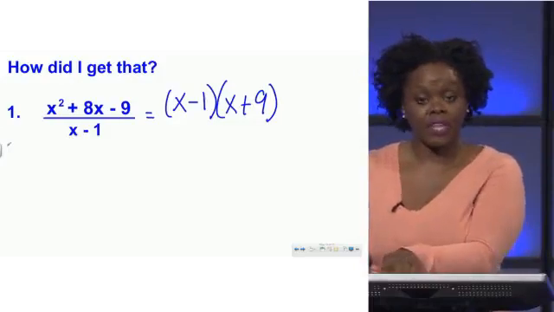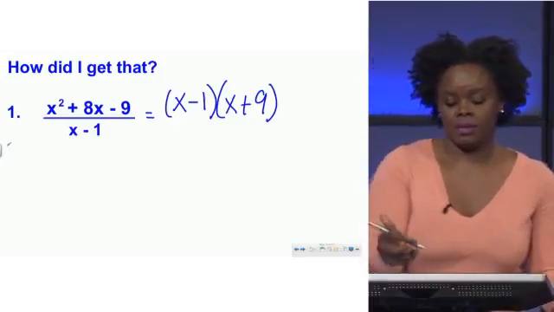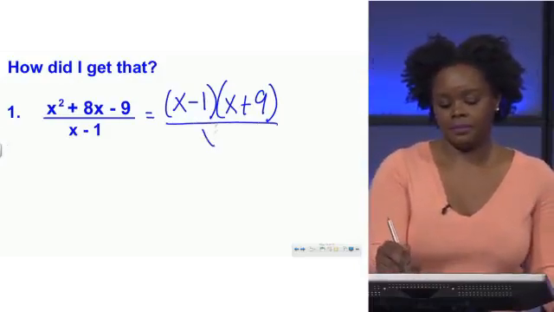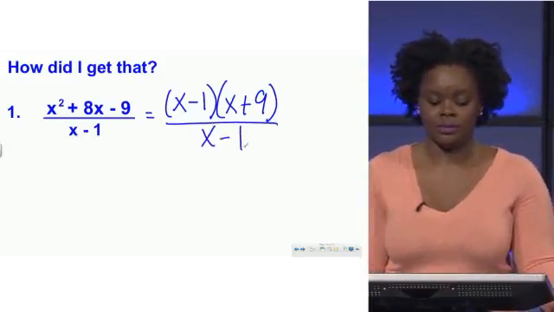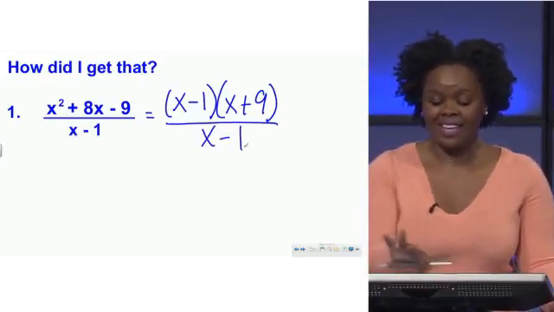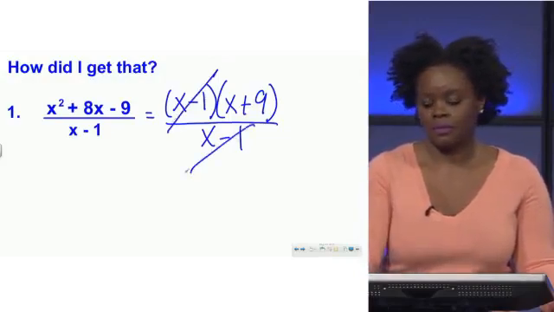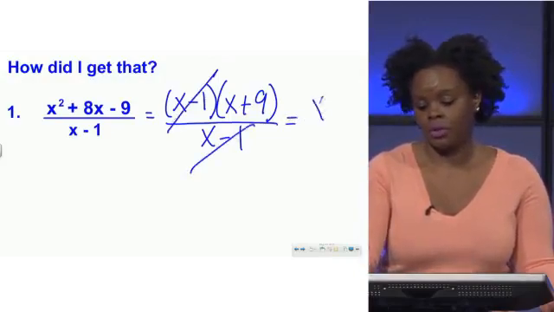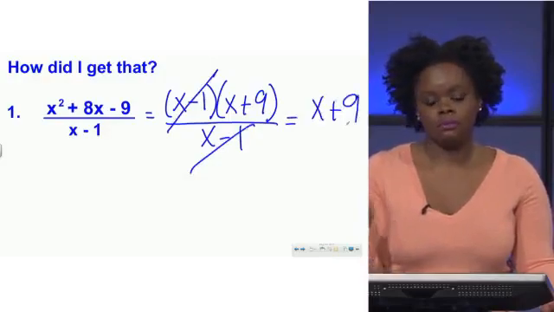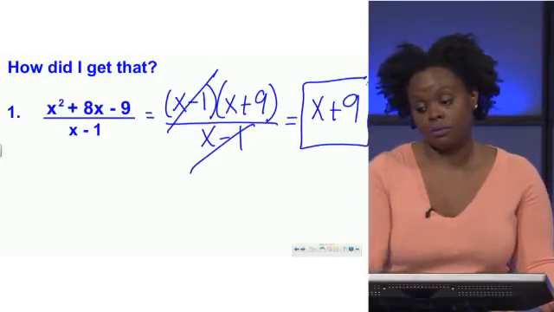Okay, so we've got the numerator factored. Let me write my denominator in here: x minus 1. Then you're at the fun part. Cancel out what's common, x minus 1, x minus 1. And that just left you with x plus 9. And that's how I got that first one.